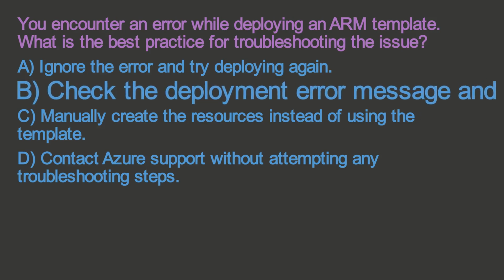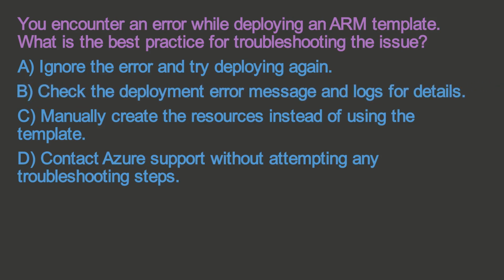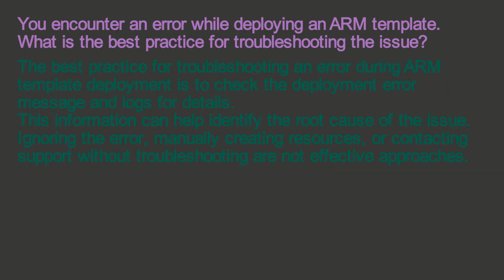The correct answer is B. Check the deployment error message and logs for details. The best practice for troubleshooting an error during ARM template deployment is to check the deployment error message and logs for details. This information can help identify the root cause of the issue. Ignoring the error, manually creating resources, or contacting support without troubleshooting are not effective approaches.